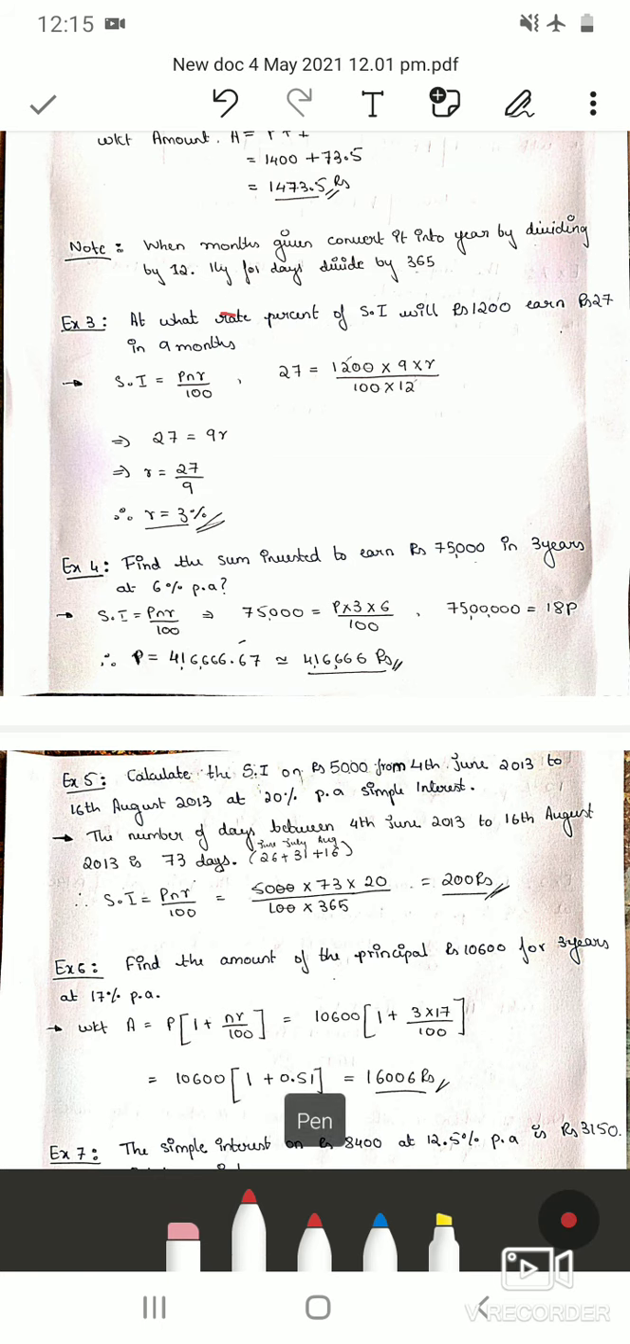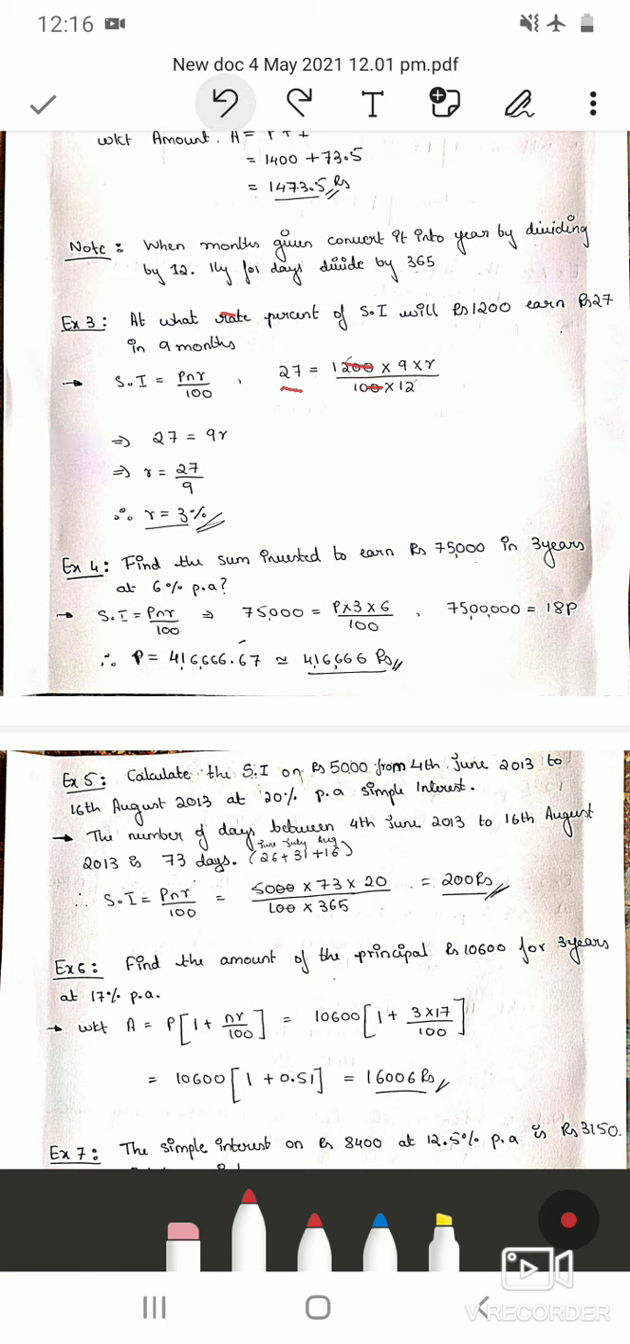Now in this question they have asked to find the rate. Very straightforward. Substitute the given values in the formula. Simple interest, we are taking it as 27. So 27 equals 1200 into 9 into R, which is unknown, divided by 100 into 12. This 12 and this 12 will get cancelled, so we will be left with 27 equal to 9R. We want R, so this 9 goes to the denominator. Therefore R is 27 by 9, which is 3%. Therefore the rate percent of simple interest will be 3%.